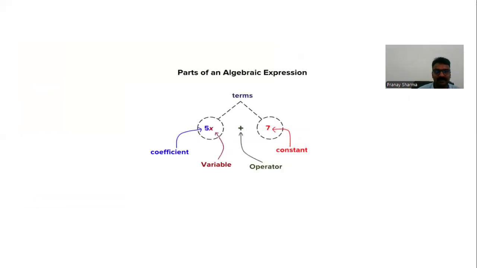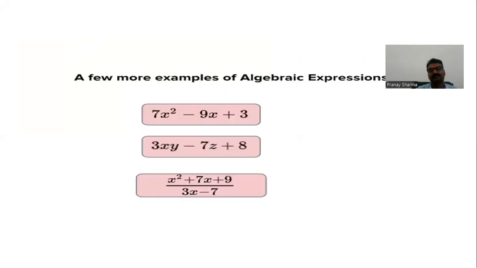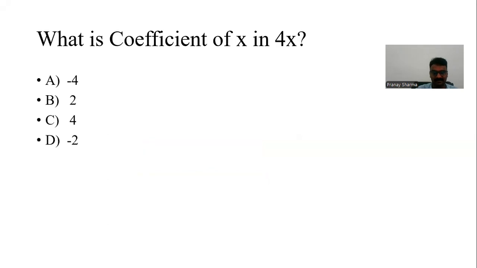So let's move to our slide back. These are the parts of an algebraic expression. We have terms connected with an operator, plus or minus, coefficient, variable, and constant, right? Few more examples. 7x square minus 9x plus 3, quadratic. 3xy minus 7z plus 8. Then x square plus 7x plus 9 divided by 3x minus 7. Now division is allowed in an algebraic expression, right? We can have two different terms connected with division or multiplication. Ultimately, that will result in an algebraic expression.